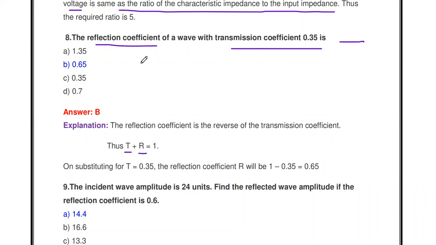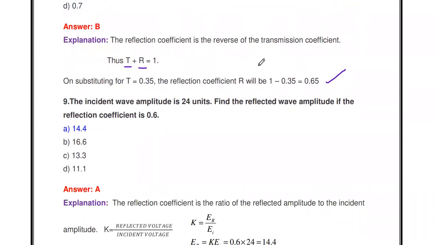The reverse of the reflection coefficient is the transmission coefficient. So the addition of reflection coefficient R and transmission coefficient T is always 1. So here the transmission coefficient is 0.35. Therefore the reflection coefficient is equal to 1 minus 0.35. So the answer is 0.65. Similar to the reflection coefficient, there is also a transmission coefficient in a transmission line.